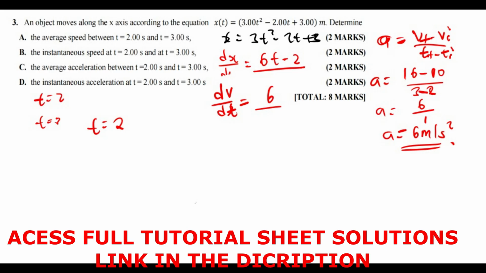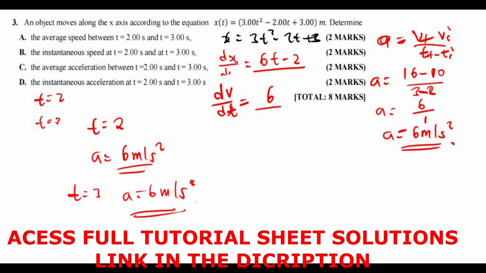So what will be the conclusion? Okay, so when t is equal to 2, the instantaneous acceleration is 6 meters per second squared. At any given time, the acceleration will be the same because you just have the constant. It's the same as question 4. You remember after we differentiated? Yeah, it's the same thing.